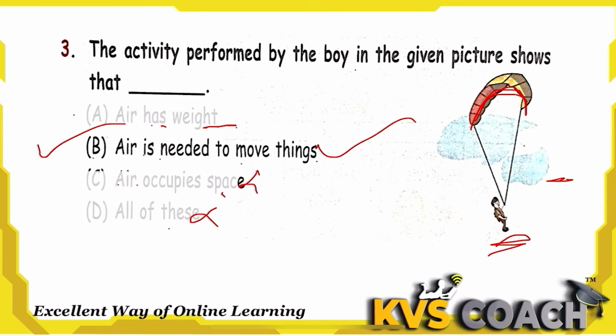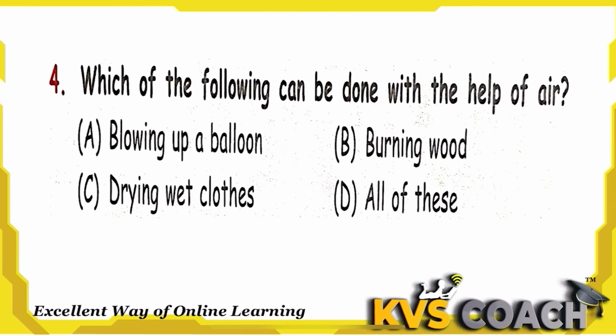Next is: which of the following can be done with the help of air? Option A, blowing up a balloon. Yes, we can blow a balloon with the help of air. Burning wood. Yes, this can also be done. In the previous picture we already discussed that a woman was fanning the wood and only then was the wood burning. Option C, drying wet clothes. Yes, for drying wet clothes we need air. It means all of these are the correct answer.